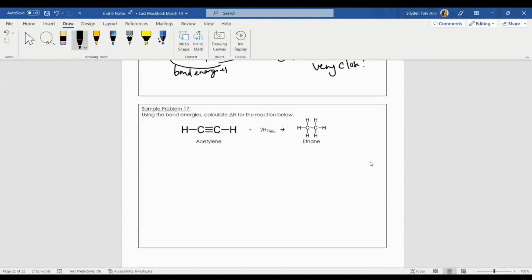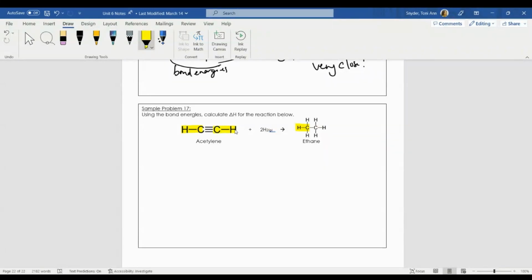Let's take a look at this guy here. A little bit more bonds here, but nothing we can't do. So for sample problem 17, we actually don't have to worry about some of these bonds because we'll notice that some bonds actually aren't broken in this case. We can tell because I have a carbon-hydrogen single bond here, and I also have that same carbon-hydrogen single bond there. So we don't have to worry about those when we're calculating our bond energies.